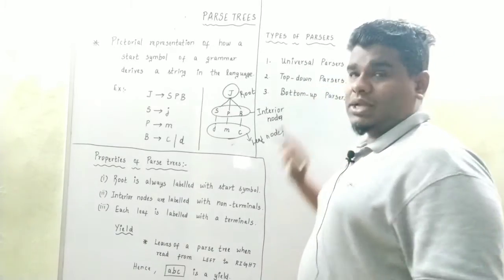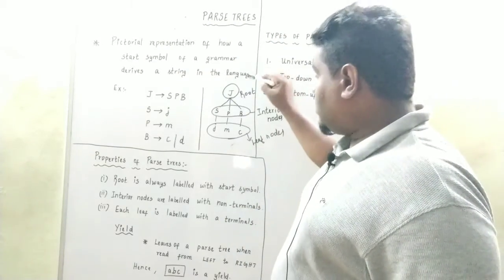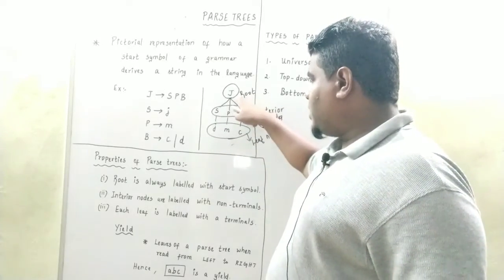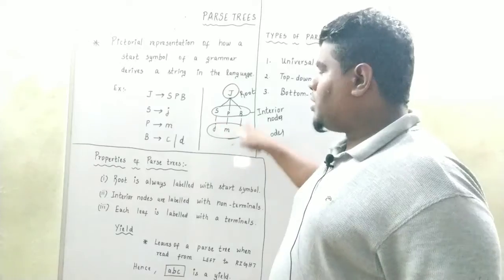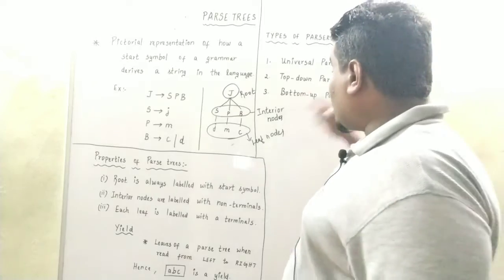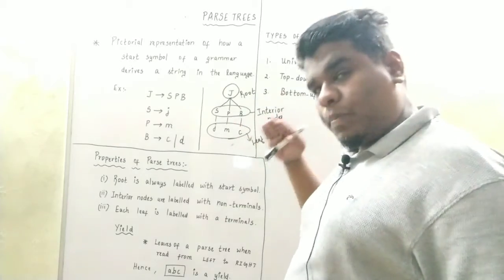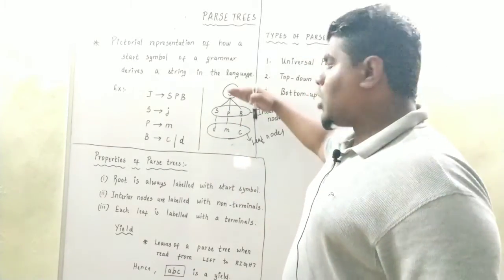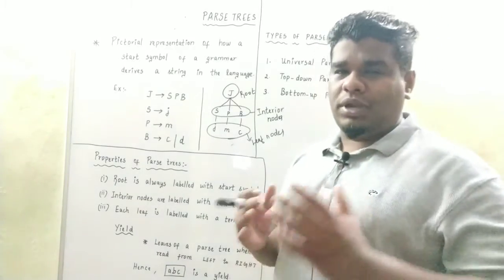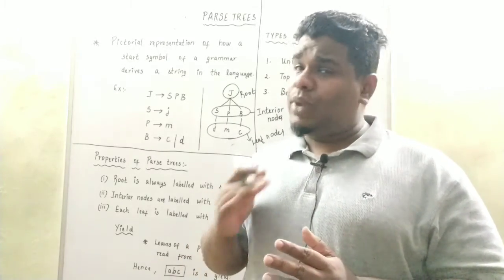And the top-down parser will generate the parse tree from top to bottom. Right from this J till C, it will produce the parse tree. So that is the job of this parser. And the bottom-up parser will generate from bottom to top. If it is from top to bottom, that is a top-down parser. If it generates from bottom to top, that is the duty of the bottom-up parser. Alright, so this is all about the introduction to the parse tree. I hope you have understood the concept of parse tree very clearly.